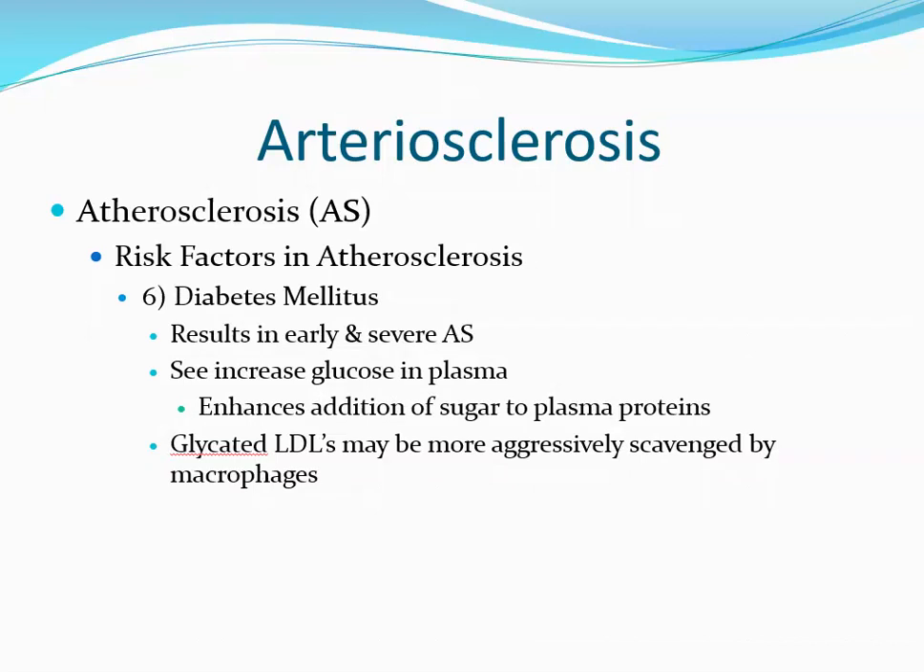Diabetes mellitus is another risk factor. This results in early and severe atherosclerosis, and the problem is the higher levels of glucose in the plasma. This enhances the addition of sugar to the plasma proteins as well as to the LDLs. This process is known as glycation. Glycated LDLs, think of them as sugar-coated LDLs, may be more aggressively scavenged by the macrophages.